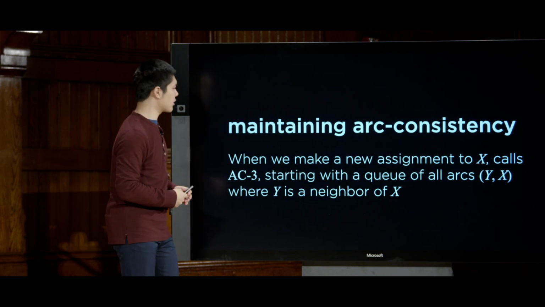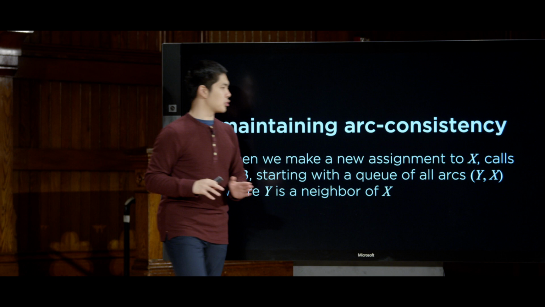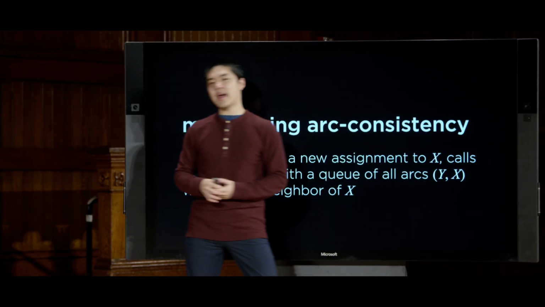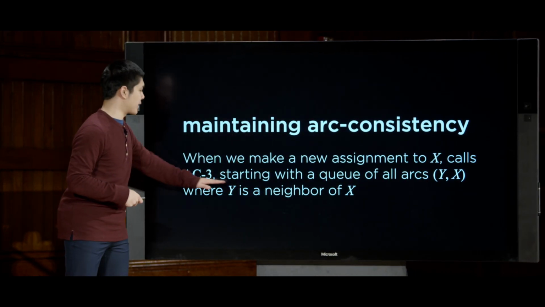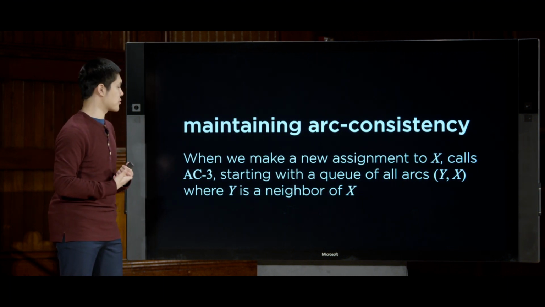And how do we do this? Well, this is really equivalent to just every time we make a new assignment to a variable X, we'll go ahead and call our AC3 algorithm, this algorithm that enforces arc consistency on a constraint satisfaction problem.